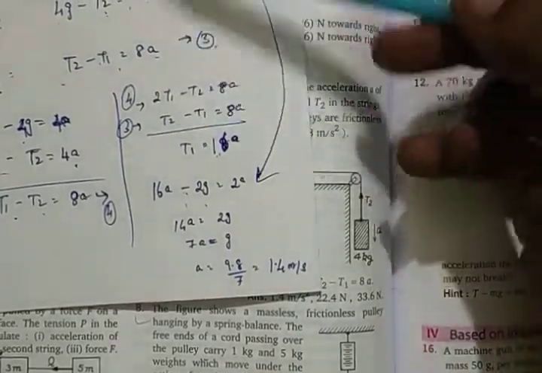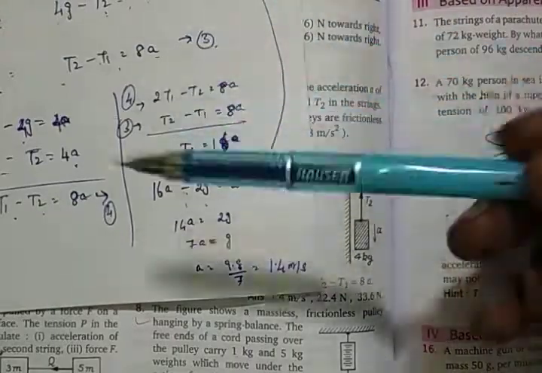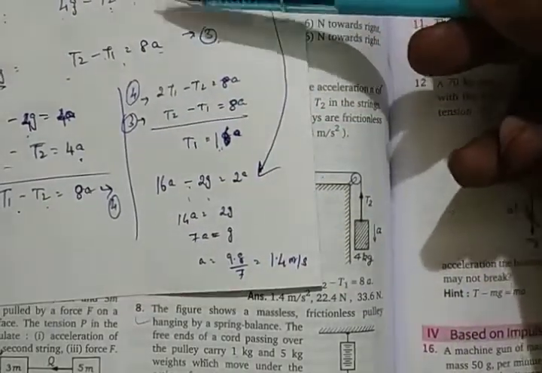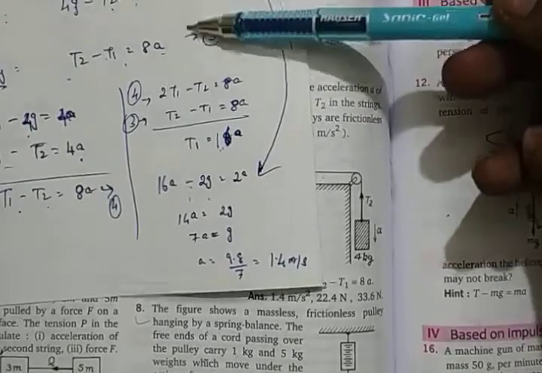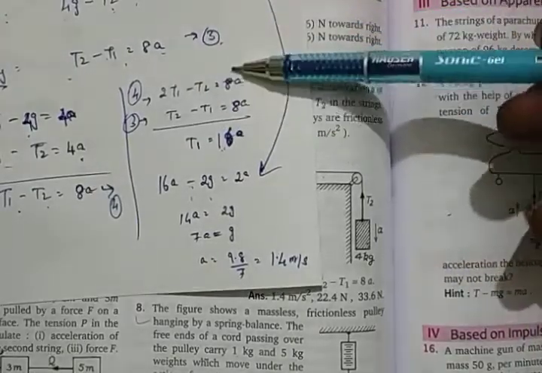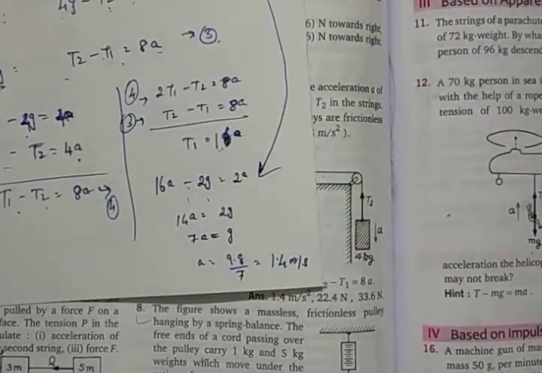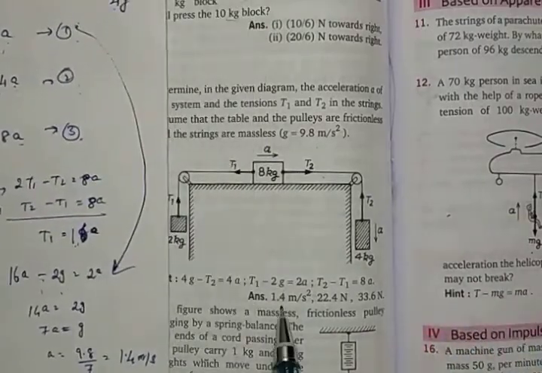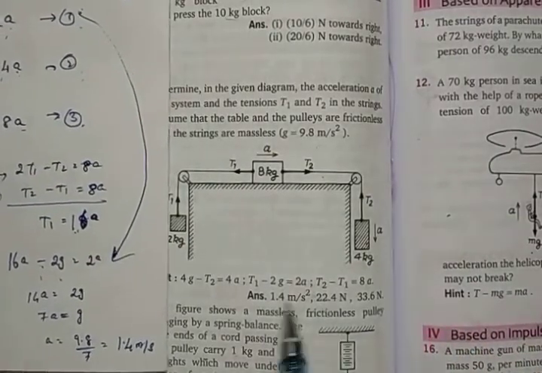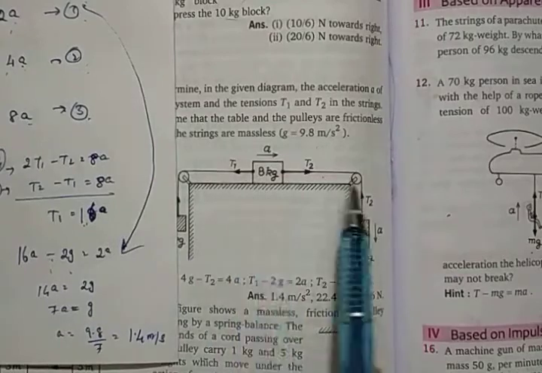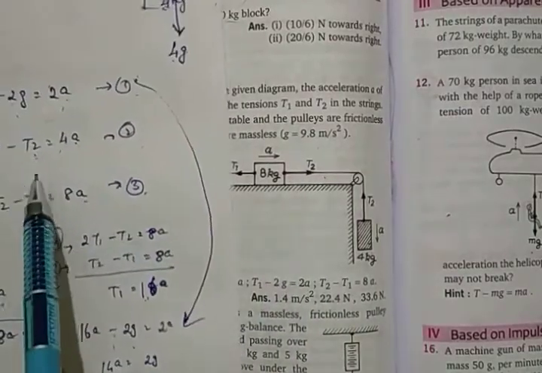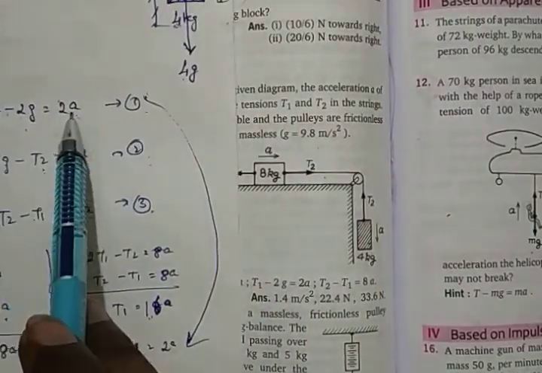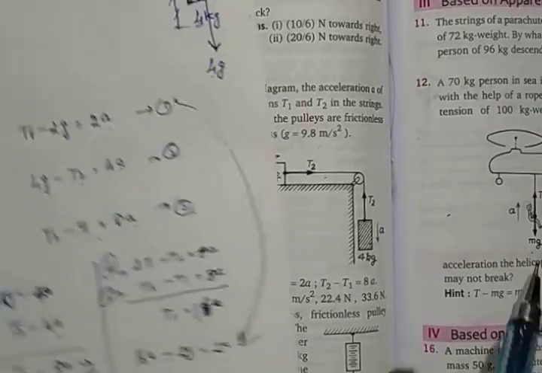Since there are 3 equations, it will be a little difficult. Solve these 2, take this result, and solve the result with this one. That's what you are doing here, and then you will get the answer for a. So a is already here, 1.4 meter per second square, and then you can find out the value of tension here, T1 and T2. Put this value here, anywhere here, and you will get the answer. Take g as 9.8, okay.